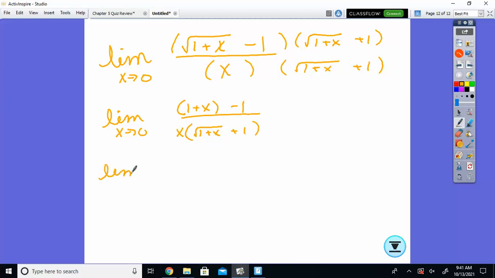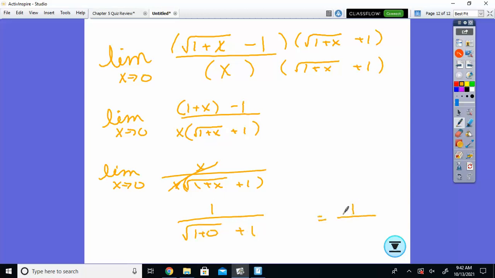Then what happens? -1 and 1 cancel. Then what happens? X's cancel. What does that leave on the top? 1. And now you can plug in. So square root of 1 is 1, plus 1 is 2. So we get 1/2.